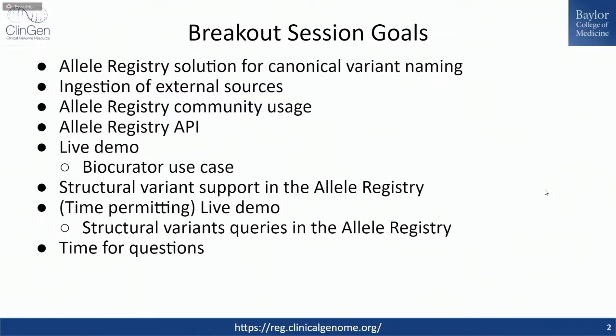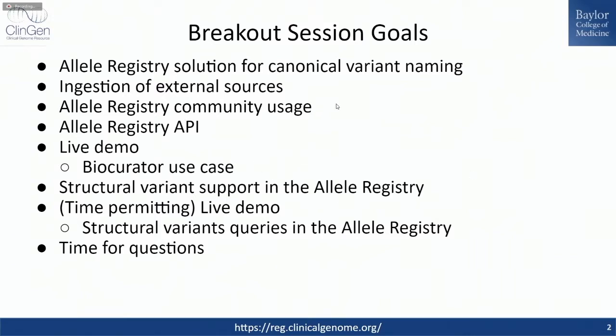Okay, so first off, I'd like to go over the goals I'd like to cover for today. First off, I'd like to talk about the Allele Registry solution for canonical variant naming and its purpose and what services use it. The external sources that we ingest that populate and seed the Allele Registry, aside from the users that also import their own variants for naming services purposes.